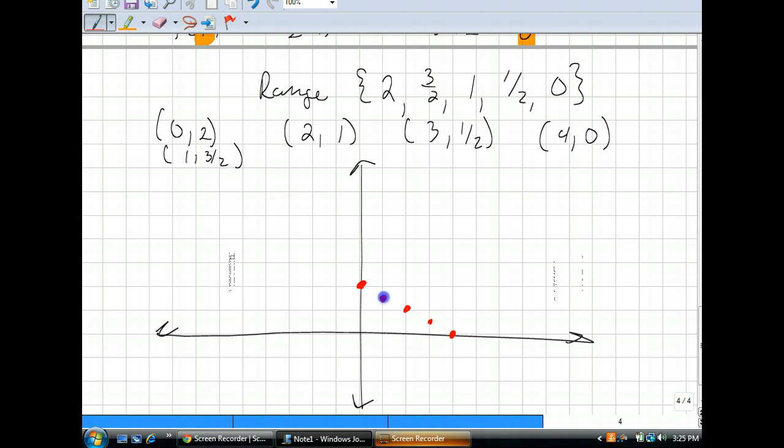Now I cannot connect those points, because if I connect them, I'm saying I can use a fourth for x, I can use a half for x, I can use 3/4 for x, but the domain doesn't include those, so I cannot connect the points. In fact, let's just get rid of that. Okay, so when the domain is specific like that, when you're given specific numbers, you cannot connect the points.